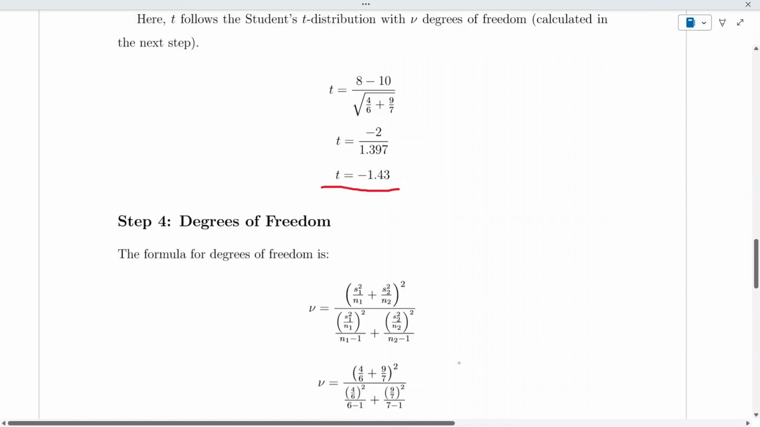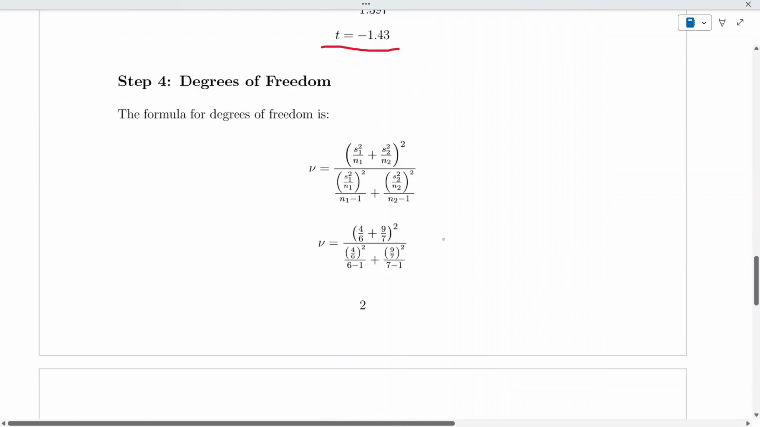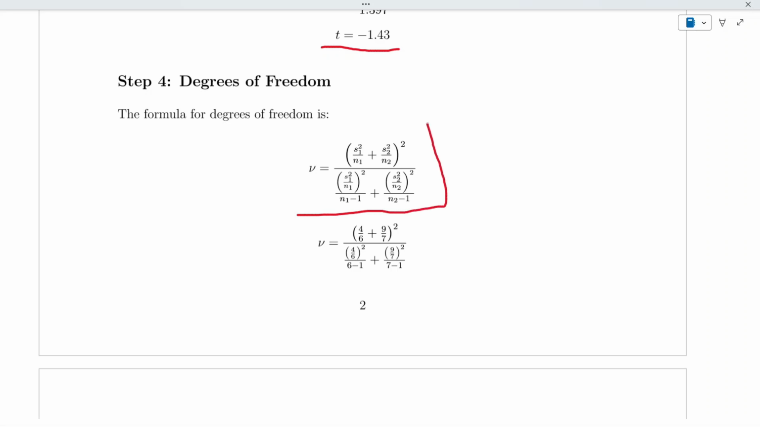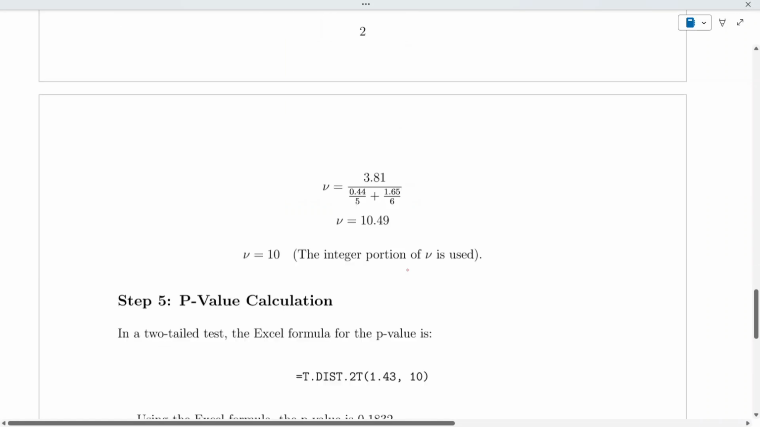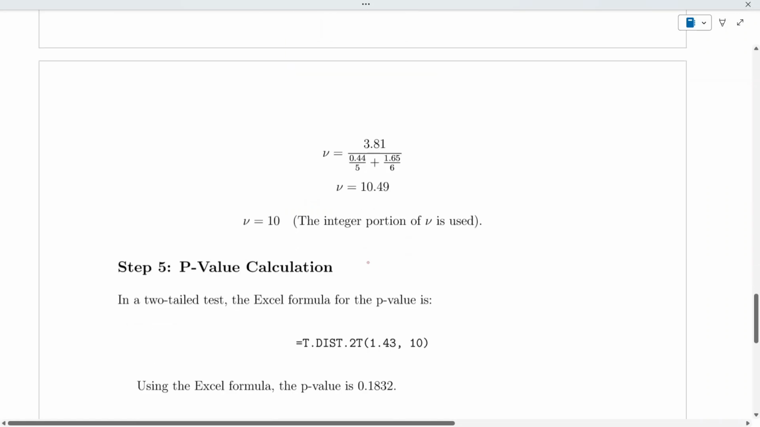Step 4. Calculate the degrees of freedom. The formula for degrees of freedom is a bit complex. It is the square of the sum of variances divided by sample sizes, divided by the sum of their squared components divided by their sample sizes minus 1. Substituting the values, we get degrees of freedom equals 10.49. Since we use the integer portion, degrees of freedom is 10.